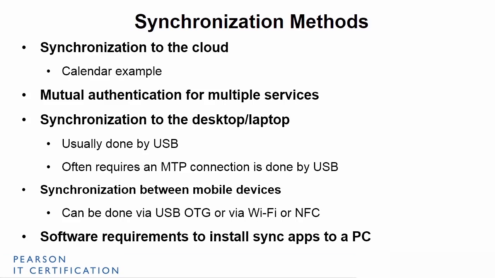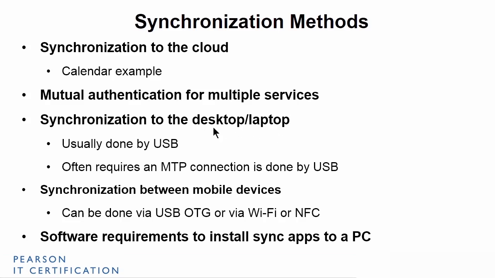Now, the program may also say that you need a certain CPU and RAM. Most PCs and laptops will meet those requirements, but you always want to check that with whatever program you're going to use. So think about your synchronization methods, whether you're going to use the cloud, whether it's iCloud or OneDrive or Google Cloud. And remember mutual authentication. Multiple services that you have, such as calendar, email, contacts, will share the same mutual authentication if you are synchronizing to something like the Google Cloud using, say, a Gmail account.